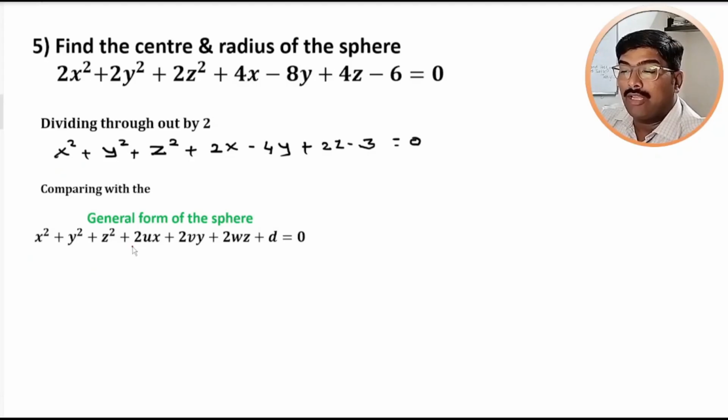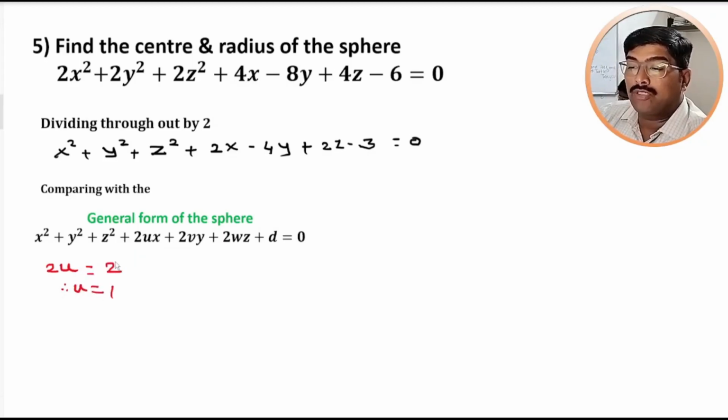Now in the general formula, the coefficient of x is 2u. So I will write here 2u, and that is equal to the coefficient of x here, that is equal to 2. Therefore, the value of u is equal to 1. This 2 ones are and 2 ones are get cancelled, so u is equal to 1. Now the coefficient of y is 2v. So I will write here 2v, and that is equal to the coefficient of y here, which is minus 4. So 2v is equal to minus 4, that implies v is equal to minus 2.